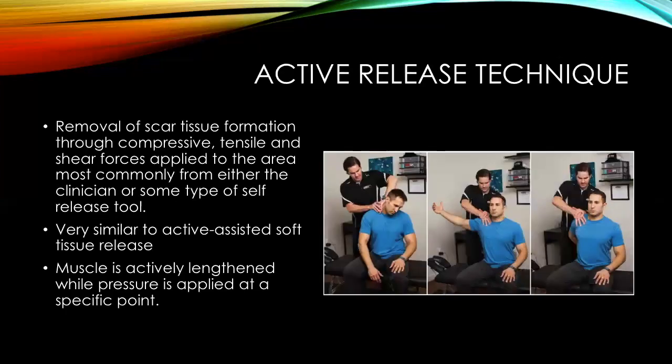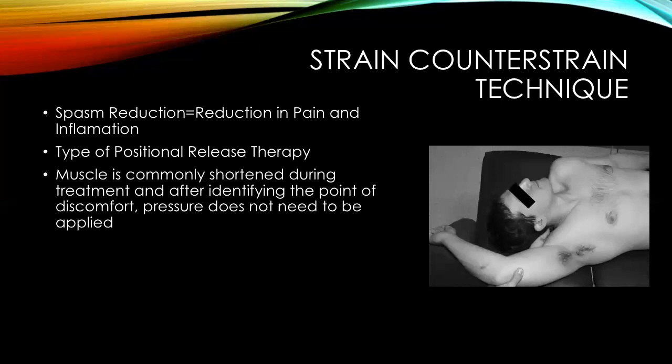Next, we're going to be looking at the active release. But I apologize, I forgot to talk about theory here. What we're looking at is the activity between the muscle agonist and the antagonist, which is known as the proprioceptive theory. It's the most common theory behind SCS, the strain counter strain technique.